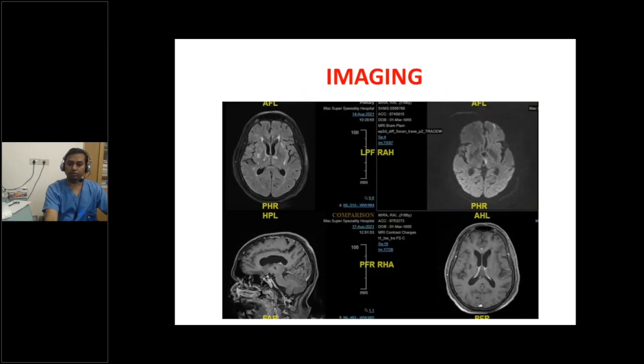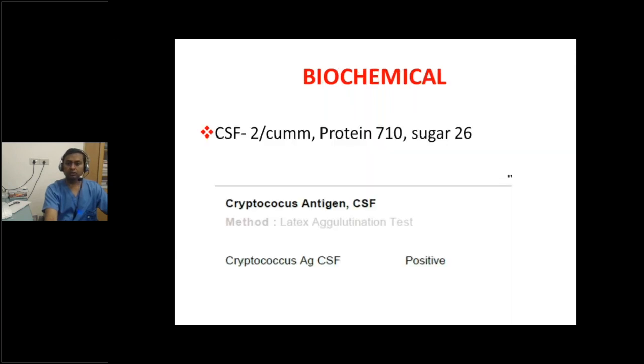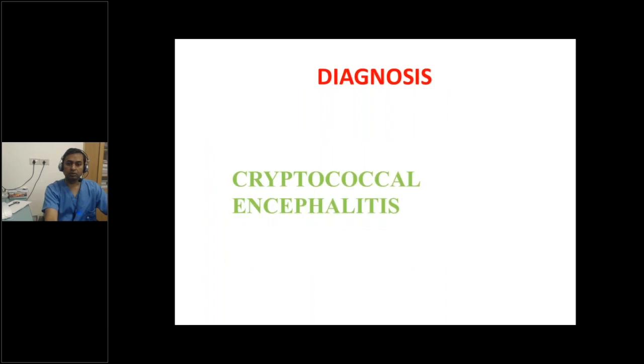Her MRI shows infarct, stroke, multi-strokes. Initially, we thought of vascular multi-infarct state, but as we did the CSF as an exclusion, it was found to be cryptococcal meningitis. Cryptococcal antigen was positive. So the final diagnosis is cryptococcal meningitis. We have started amphotericin B, and she has been stable for the last 2 weeks.